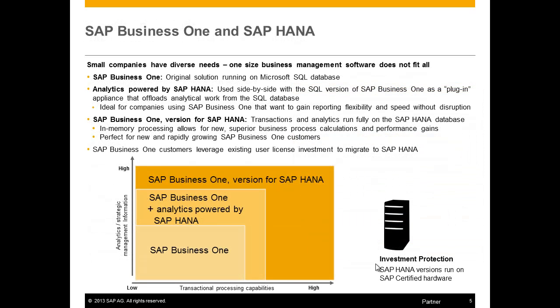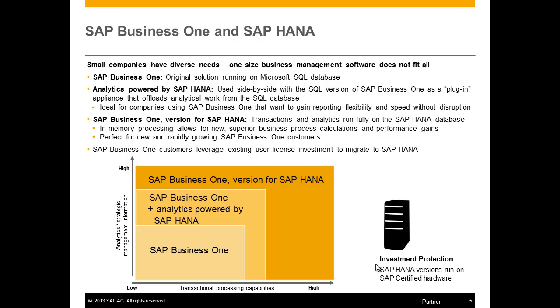Just to have a look at the Business One versions we offer. We offer the original solution, where we came from, with Microsoft SQL, which is still available and will continue to be offered. Then we have the so-called plug-in appliance, where you have SAP Business One and the analytical engine powered by SAP HANA, where the data is replicated from SQL to HANA and all the analytical work is offloaded.